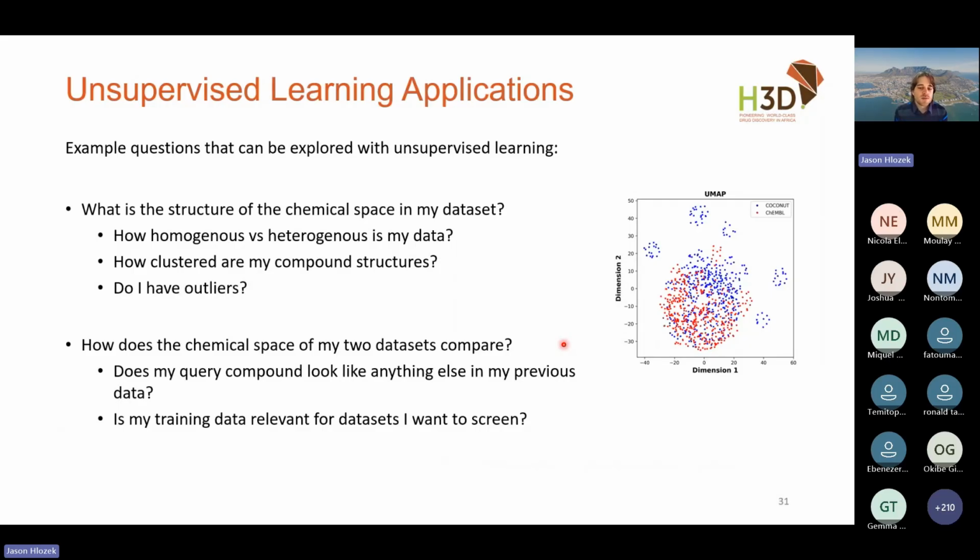And so to summarize the unsupervised learning side, the types of things you can ask with this is you can explore the structure of your data set. So how clustered is it versus how diverse and homogeneous is it? Do you have outliers which you maybe need to be aware of? You don't have any labels for this data. You're just purely doing this on structure, but it can be very informative. And particularly, a lot of, say, what I would use it for is checking, is the training data relevant to the test data that I'm interested in?